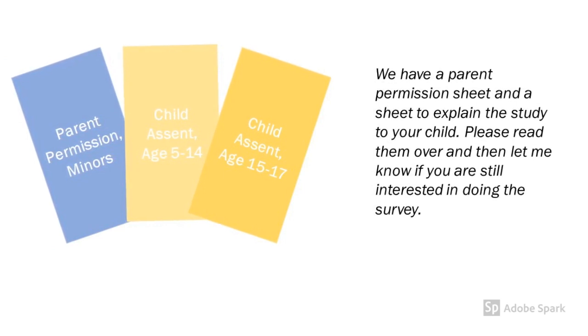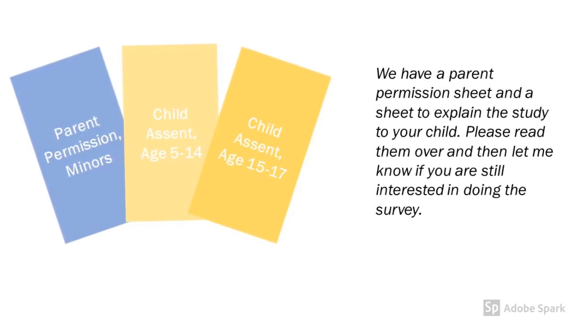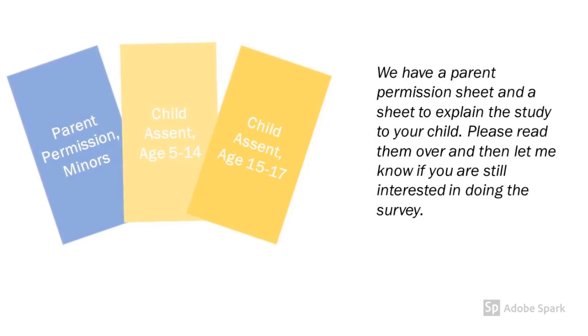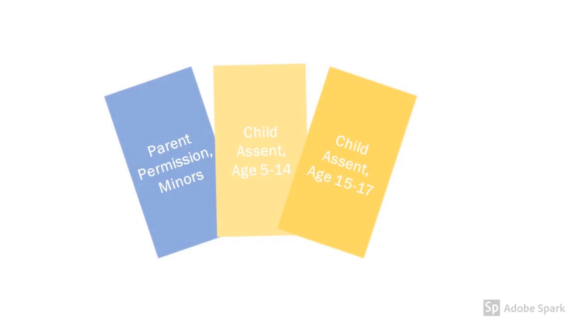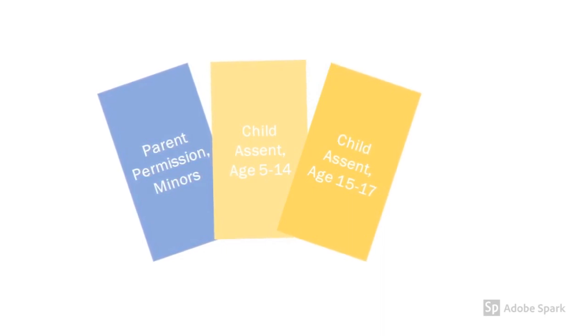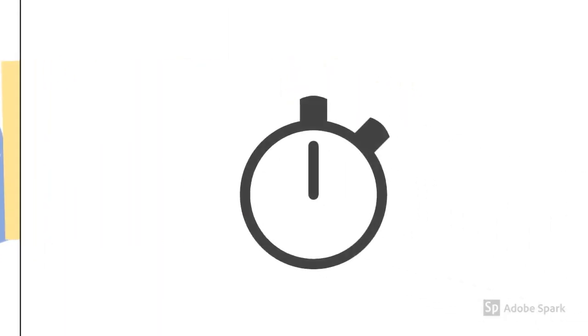You might say something like, we have a parent permission sheet and a sheet that explains the study to your child. Please read them over and then let me know if you have any questions. Older children and those aged 15 to 17 can probably read the form themselves. In these cases, you might ask the parent if they want both forms or whether it's okay to hand the assent form directly to their child.